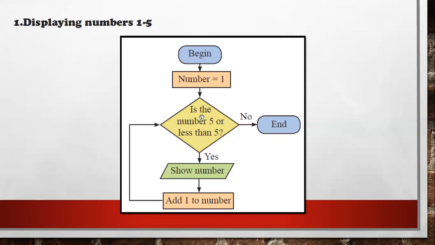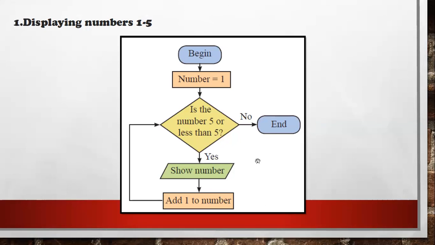Again we ask, is 4 less than or equal to 5? Yes, it is less. Then again you show the number 4 and add 1 to that 4. Then 5. Is the number 5 or less than 5? Yes, the number is 5. Then again you show the number 5 and add 1. 5 plus 1 is 6. Is the number 6 equal to or less than 5? No. 6 is greater than 5. Then end. This is the end.